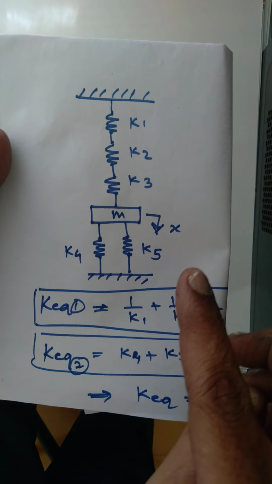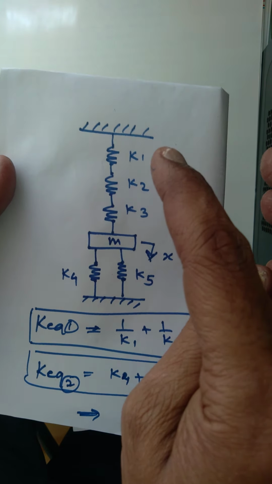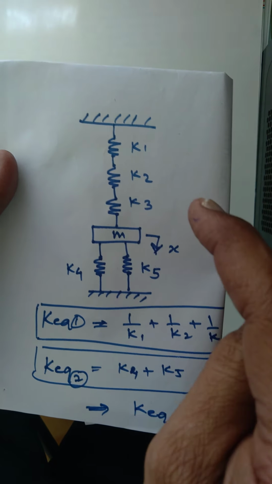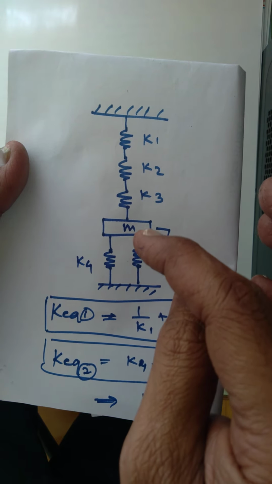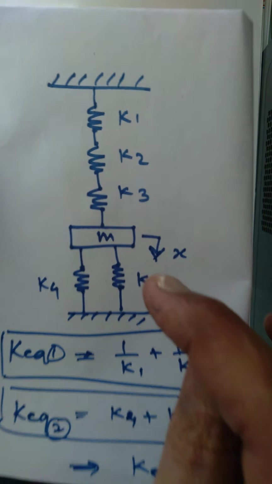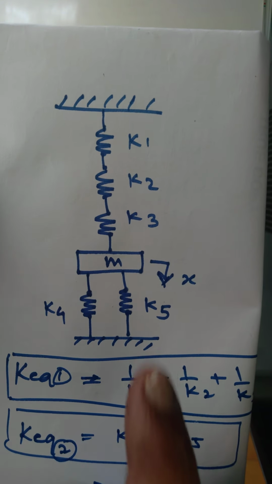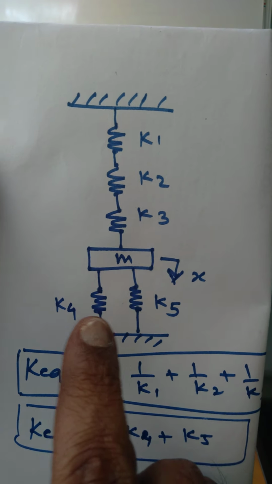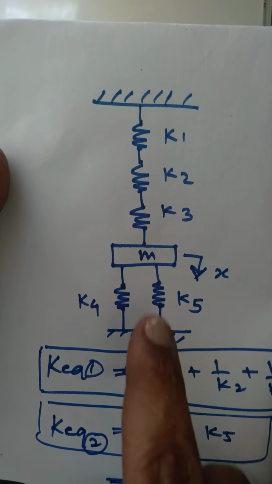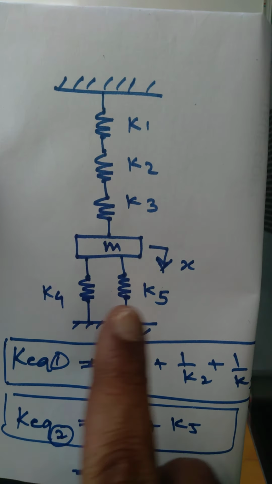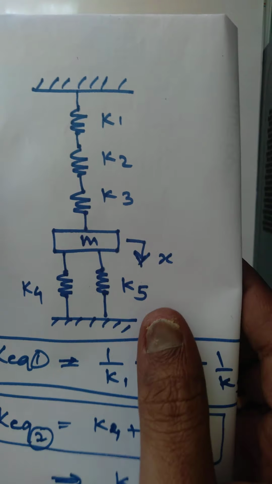See, in this numerical what is given? K1, K2, K3 are in series. What we have to find out is the total spring stiffness. This is the mass m, and on this side K4 and K5 are in parallel. Here these are in series, these are in parallel. So how to solve this?